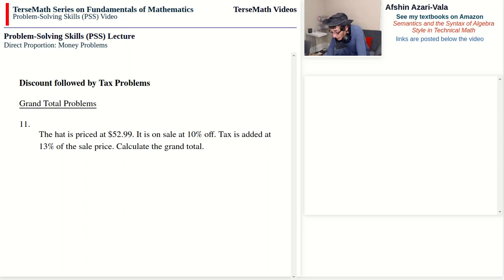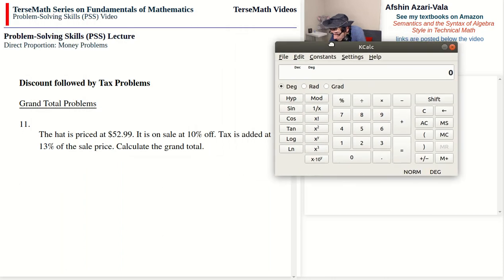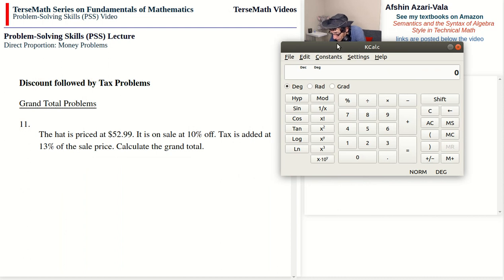Now this time, before I do the solution, I would like to use the calculator. So let's say that we walked into a store. We see a price of $52.99. It says 10% off, and tax, we know that it's added at 13% of the sale price. We enter the price, which is $52.99. We want to know how much we have to pay in the end. After they take off the discount and add the tax, how much do we have to pay?